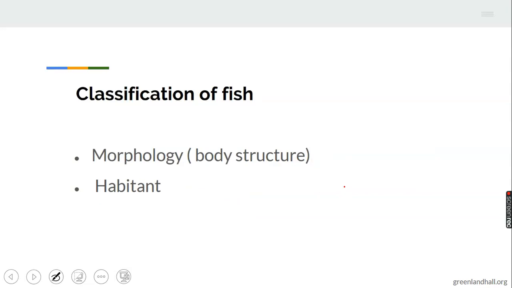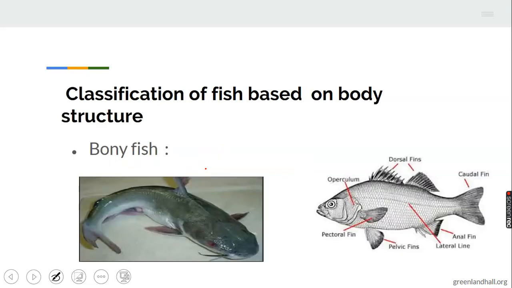Classification of fish. 1. It is based on morphology, which means the body structure of fish. 2. Habitat. Habitat, where they live, where the organism lives, or where the fish lives. Take note of that. It is classified into 2, morphological classification and habitat. Let's see classification of fish based on body structure, which is morphology.